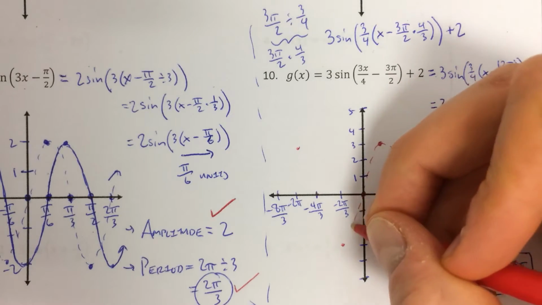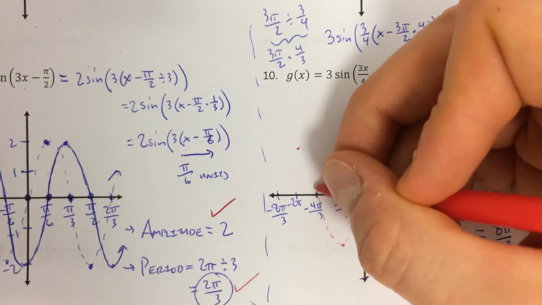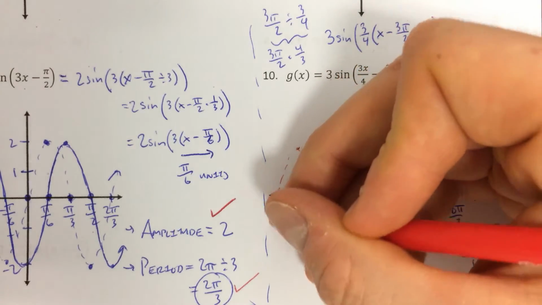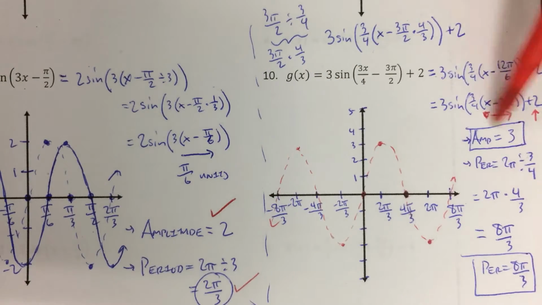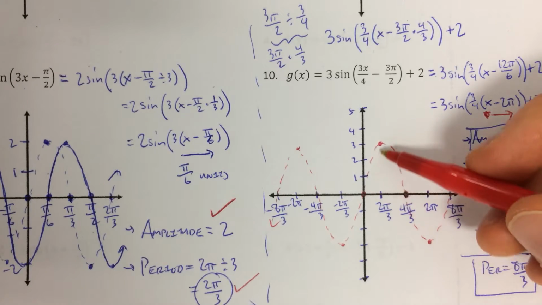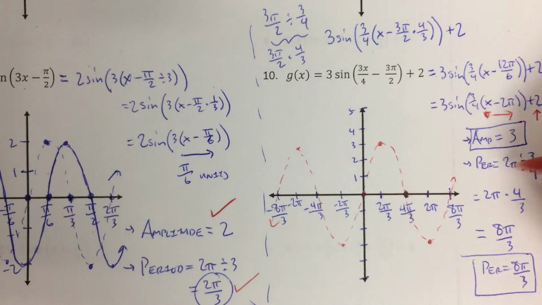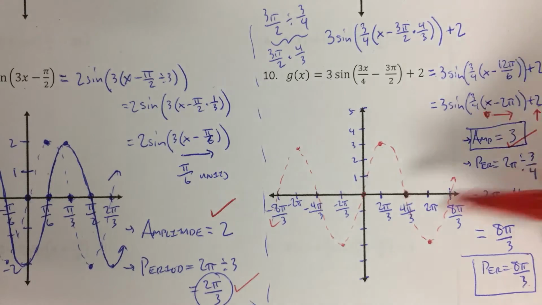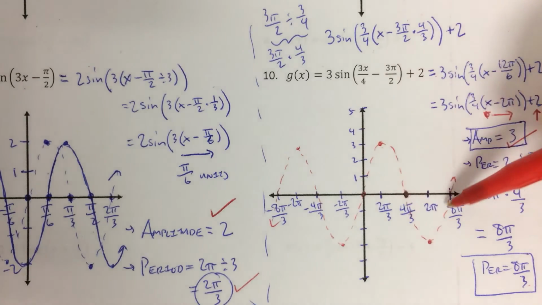And again, after every time you graph a function, check off the transformations. So let's look here. Did we move to the right 2 pi? No, we still have to do that. Did we move up 2? No, we still have to do that. Is our amplitude 3? Well, from here to there is 3. Here to there is 3. So we're good. We did that. Is our period 8 pi over 3? We started here. Yes.